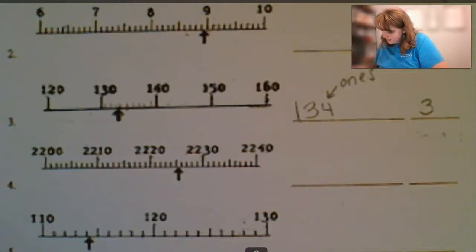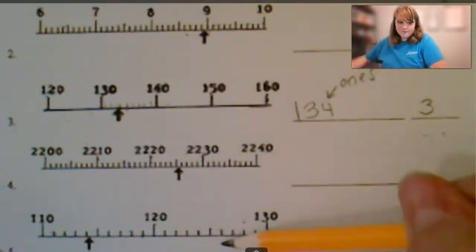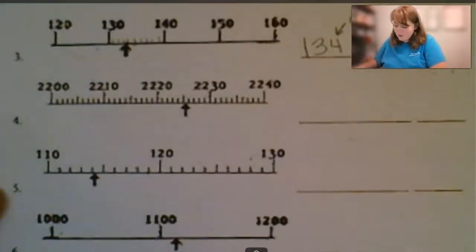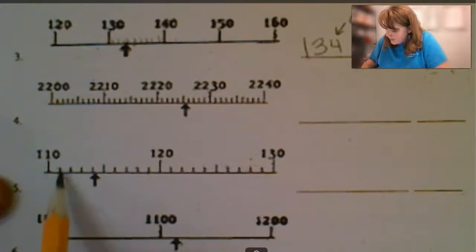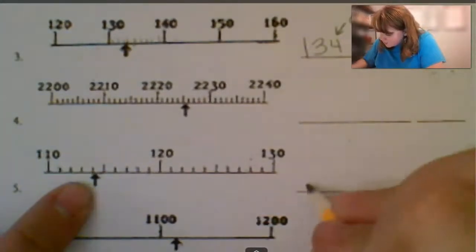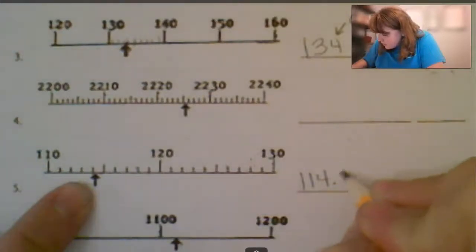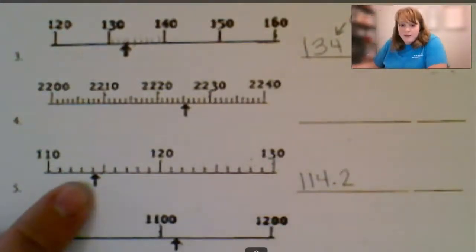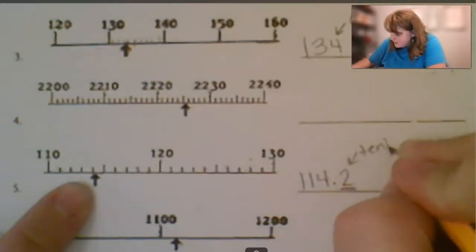Let's look at number 5 now. Okay, so here we know for certain it's 110, 11, 12, 13, 14. I know it's 114, and then I can divide that into 10 smaller sections. So I want to say that's 114.2. Okay, and so I estimated again the tenths space.